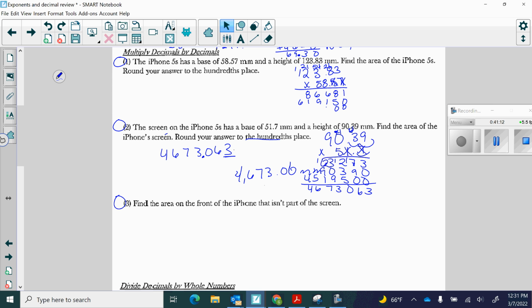8 times 3 is 24. Carry my 2. 8 times 8 is 64 plus 2 is 66. 8 times 3 is 24 plus 6 is 30. 8 times 2 is 16 plus 3 is 19. And 8 times 1 is 8 plus 1 is 9. 3 placeholders. And then I can just copy my 5s.